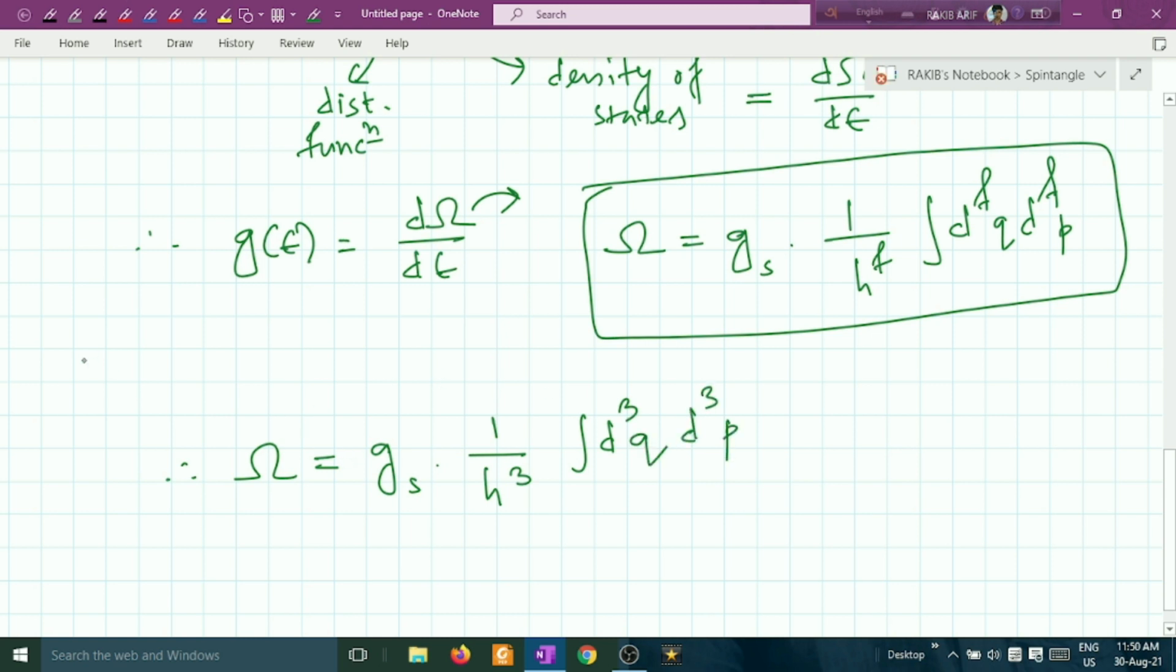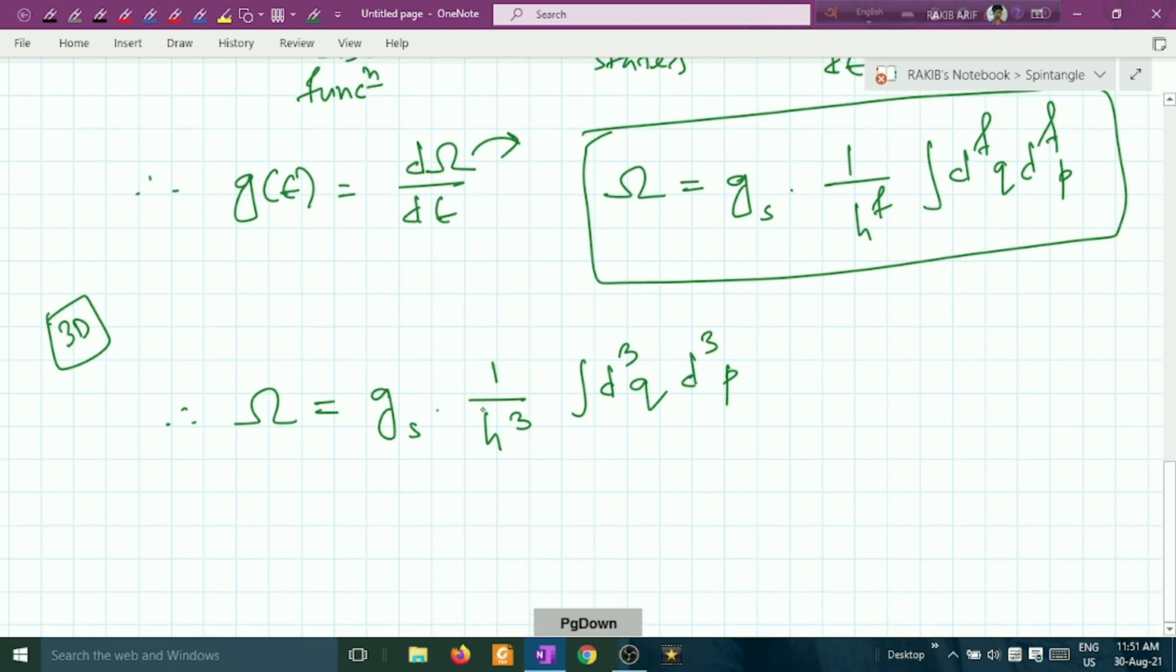Therefore, writing this omega as g_s times 1 upon h cubed integration d cubed q d cubed p, because we are taking a classical ideal gas in 3 dimensions. Therefore f will be 3 for monoatomic gases. There are no constraints in this system. Here f is the degree of freedom, and g_s is called the spin degeneracy.